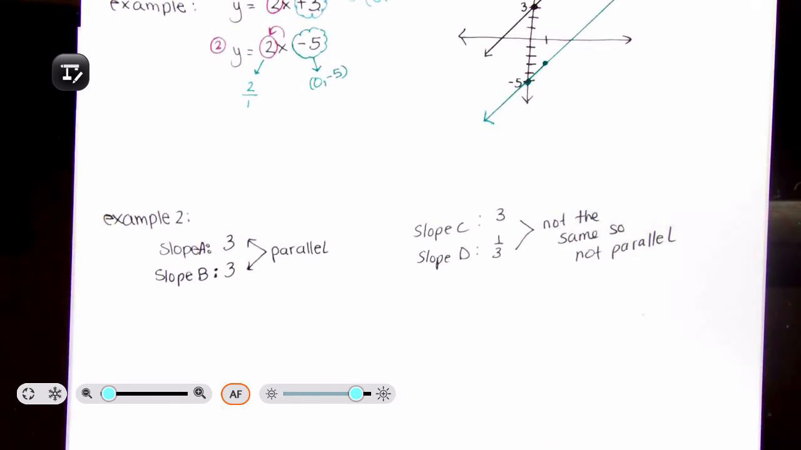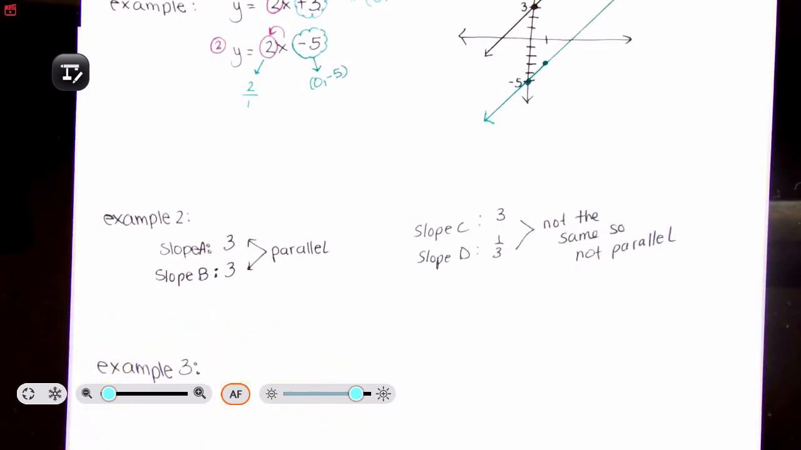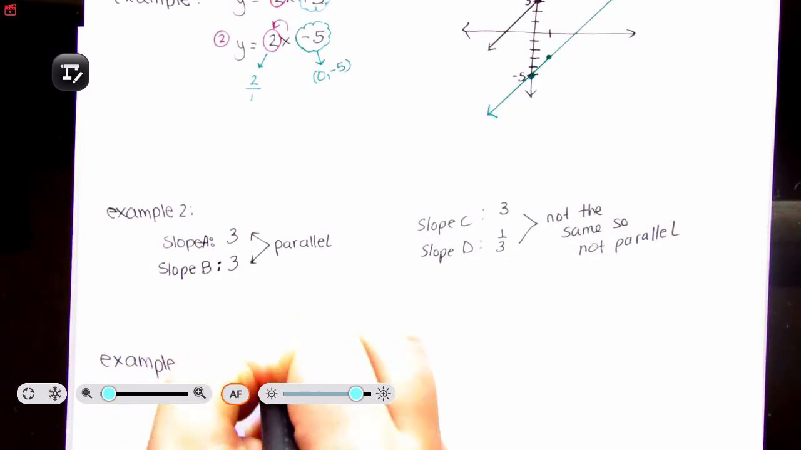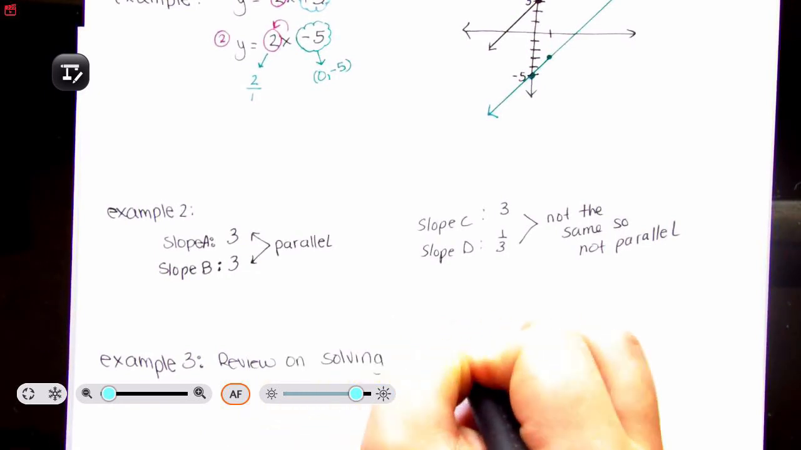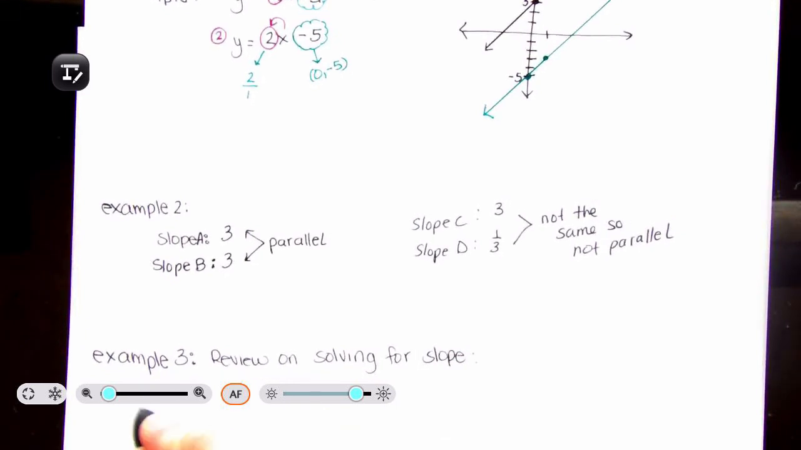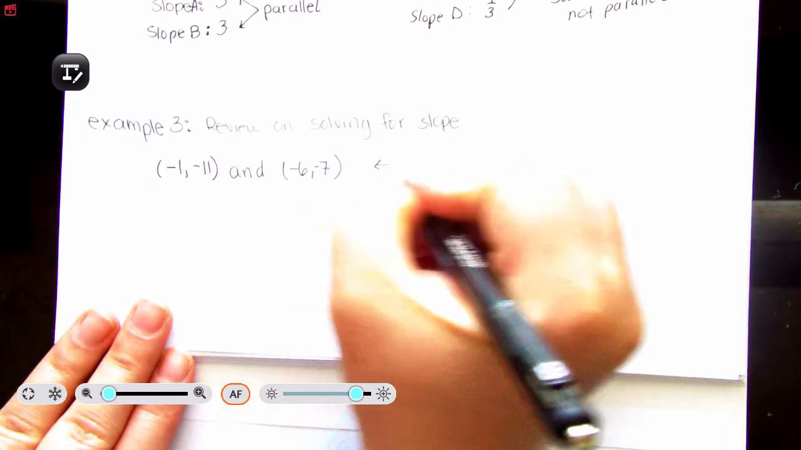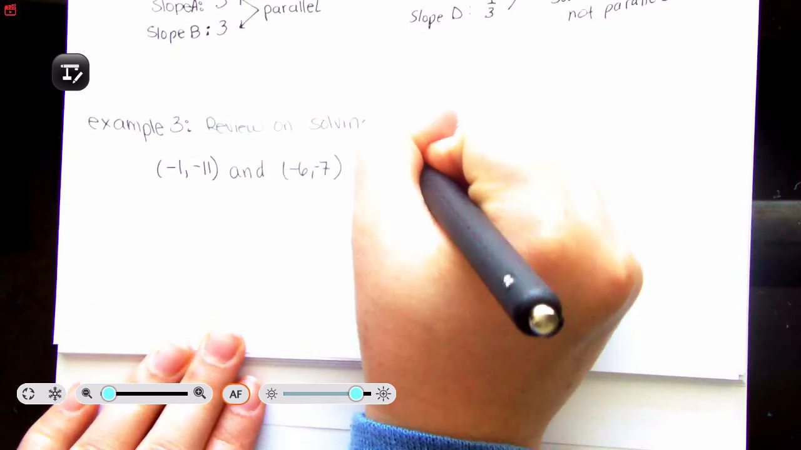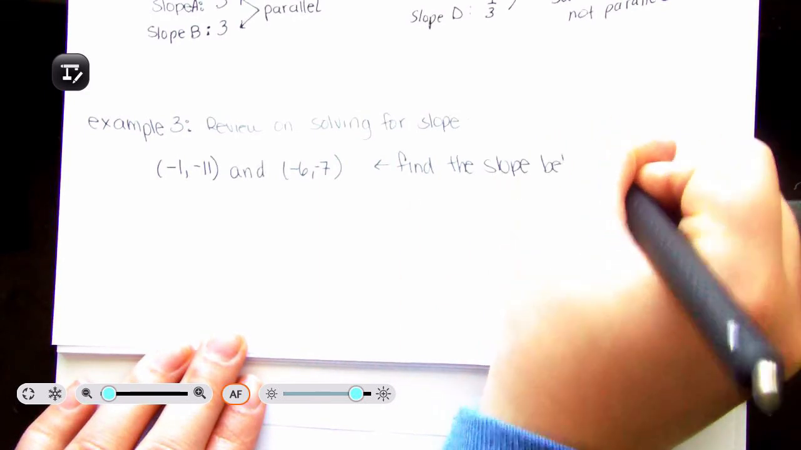For example 3, I'm going to do a review question on how to find slope. So this is a review on solving for slope. If they give you something that looks like -1, -11, and -6, -7, let me scooch this up and get this out of your way, it's going to ask you to find the slope between 2 points.